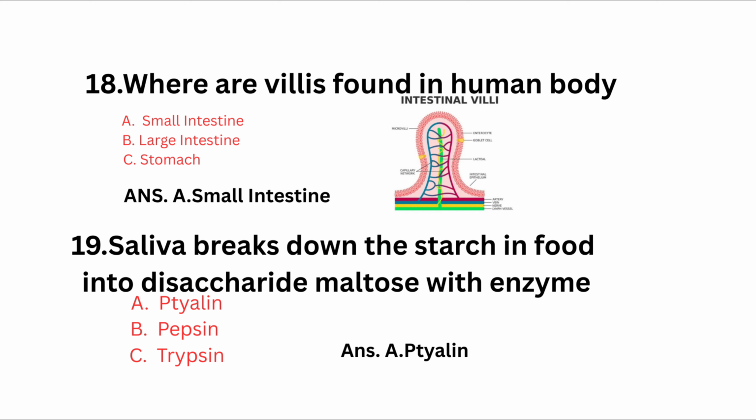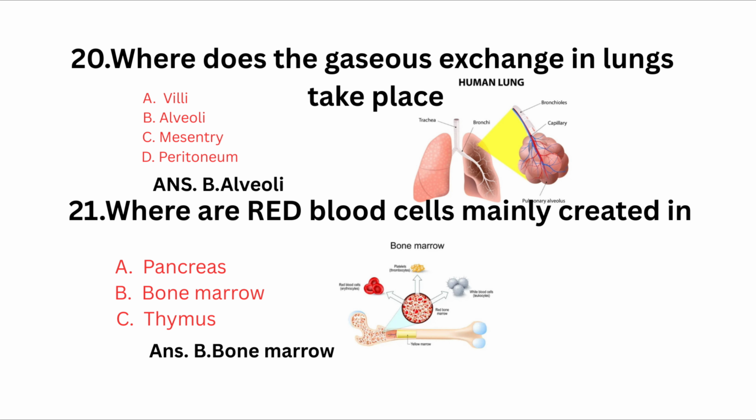Question 19. What are villi found in the human body? A, small intestine, B, large intestine, C, stomach. Answer A, small intestine. Picture is given. 20. Saliva breaks down the starch in food into the disaccharide maltose with the enzyme: A, ptyalin, B, pepsin, C, trypsin. Answer is ptyalin, which is present in saliva. It's the salivary amylase, where the digestion starts in the mouth.